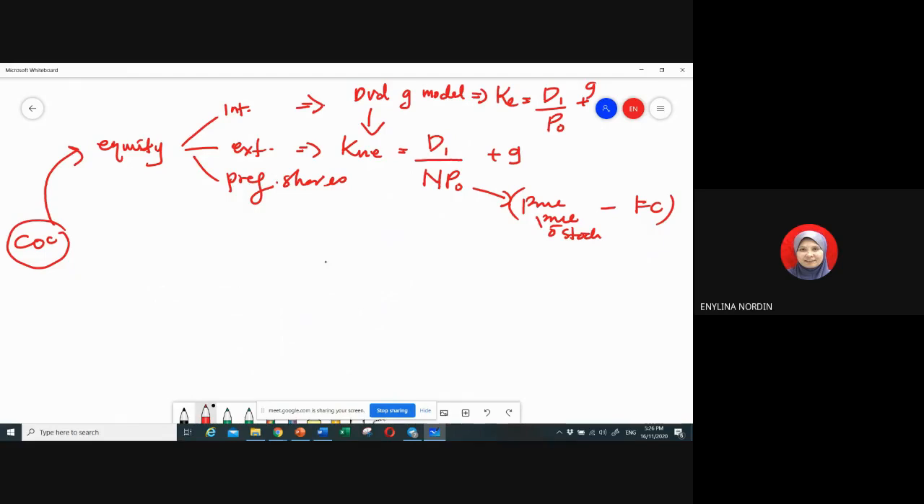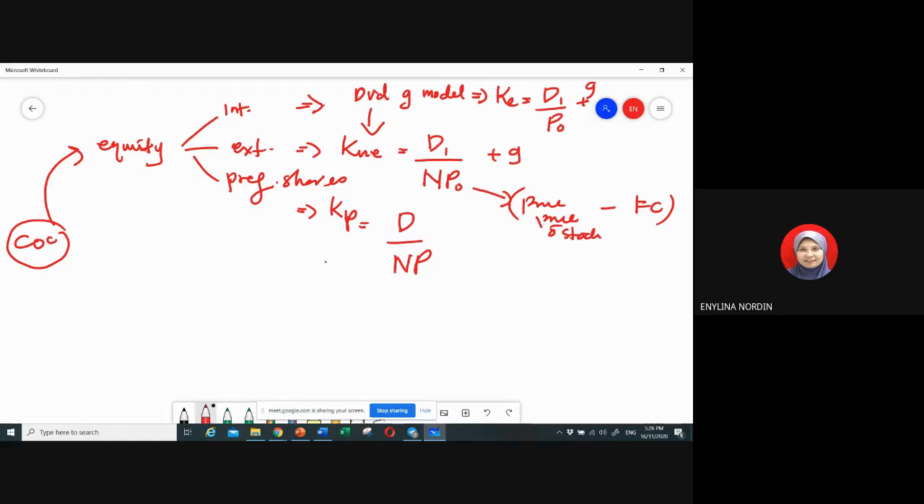The same thing here for preference shares. The symbol here is KP, that is D only divided by NP0. Why is there no G here? Because one of the features of the preference share is the company is paying a fixed dividend. So there is no growth in the dividend amount, so that means there will be no G.